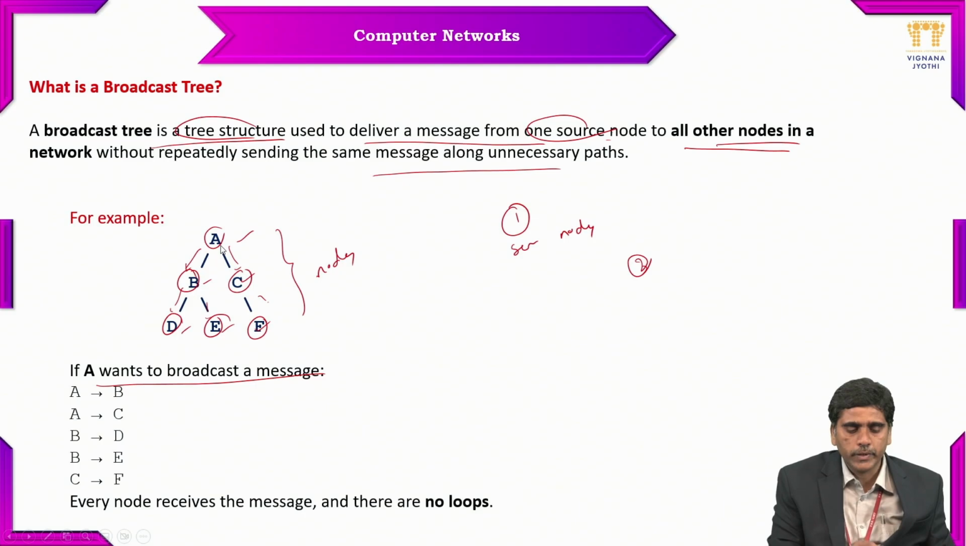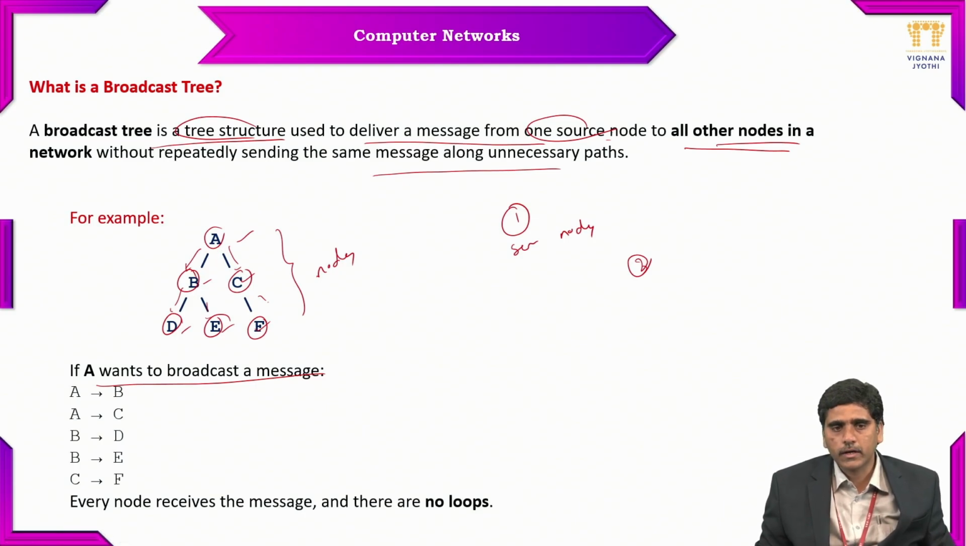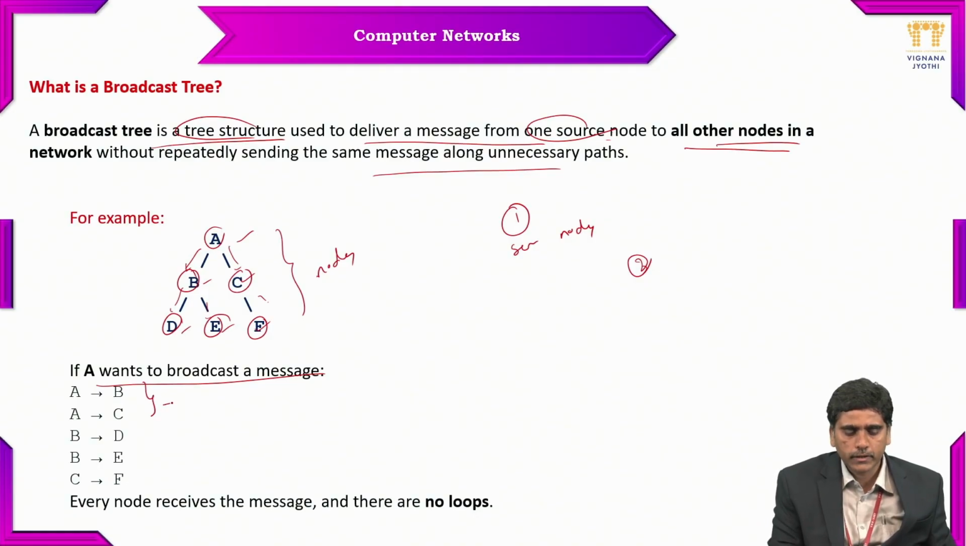Like this. A to B is a direct connection, so it directly delivers the message. Then A to C is also a direct connection, a dedicated path, so A can directly send the message to the B and C nodes. Now coming to the D, E and F nodes, A does not send the message directly to the D, E, F nodes.